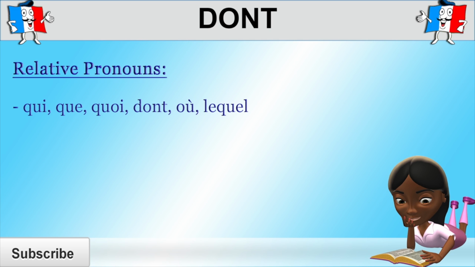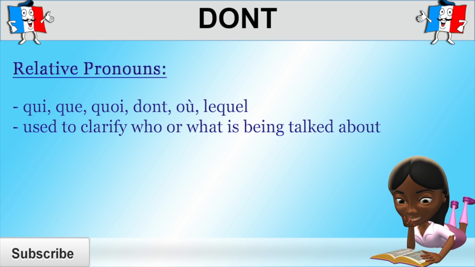In this lesson, however, we're only going to be learning about dont, but I'll make separate lessons for the other relative pronouns, so if you're interested, please check them out as well. So, relative pronouns are used to clarify who or what is being talked about.